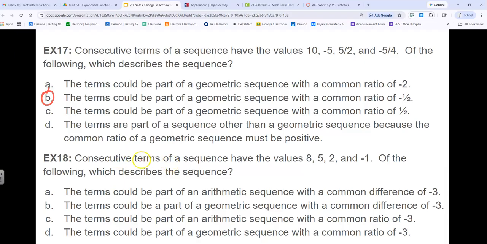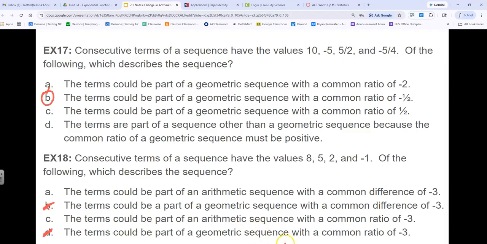Okay, here I have consecutive terms of a sequence: 8, 5, 2, -1. Which one could be the case? Now, this time I've got both arithmetic and geometric options. Which one am I dealing with here? Geometric or arithmetic? Arithmetic here, because you are just adding or subtracting. So B and D are out.